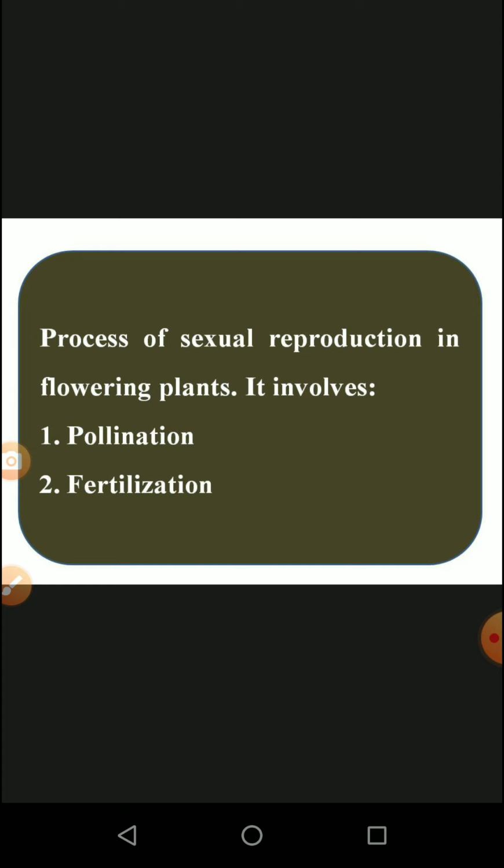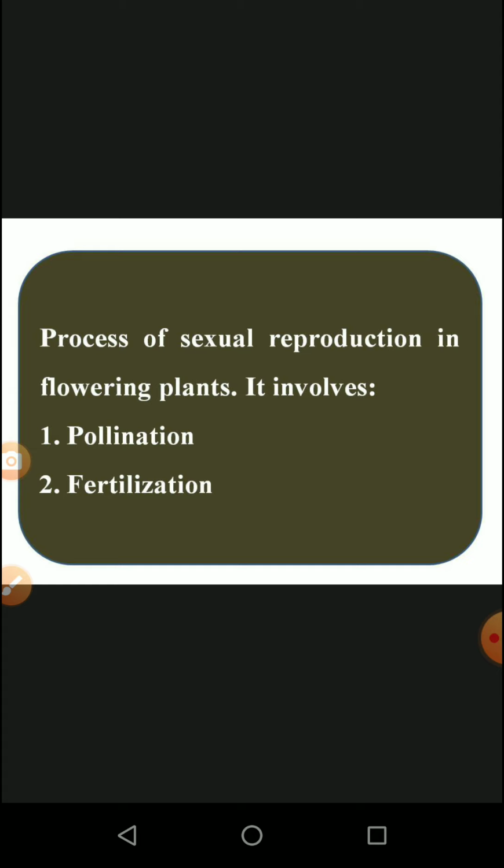And fertilization means the fusion of the male and female gametes. The male gamete and female gamete fuse together and produce their own offspring. That is called fertilization. Pollination is of two types: self-pollination and cross-pollination. In self-pollination, the pollen grain is transferred from the anther to the stigma of the same flower, for example hibiscus, where both male and female parts are available.